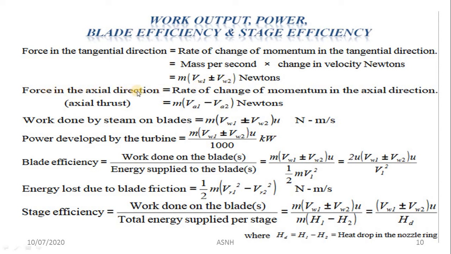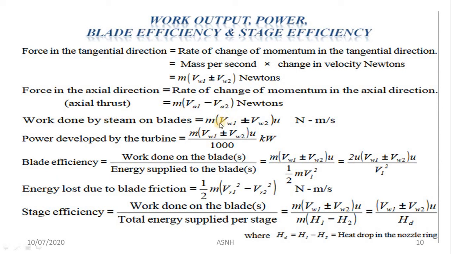So this is a force in the axial direction. It is known as the axial thrust. The formula is the rate of change of momentum in the axial direction: m into (Va1 minus Va2), sometimes V1 minus V2, in Newtons. In every book, such as Kurmi Gupta as well as R.K. Rajput, the designations have some changes. So here we can consider Va1 minus Va2, or you can take V1 minus V2.